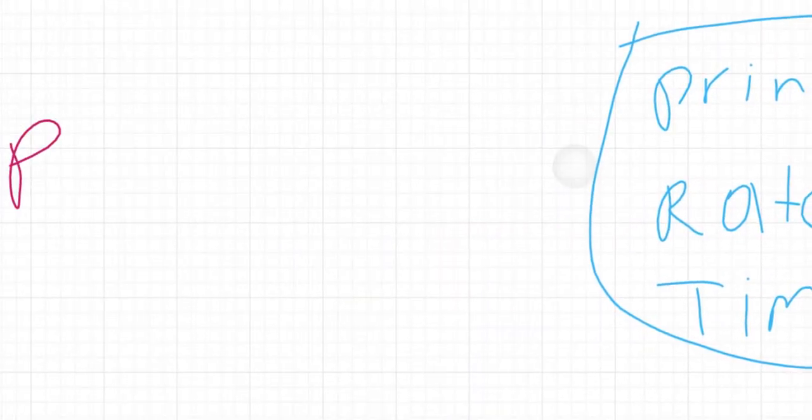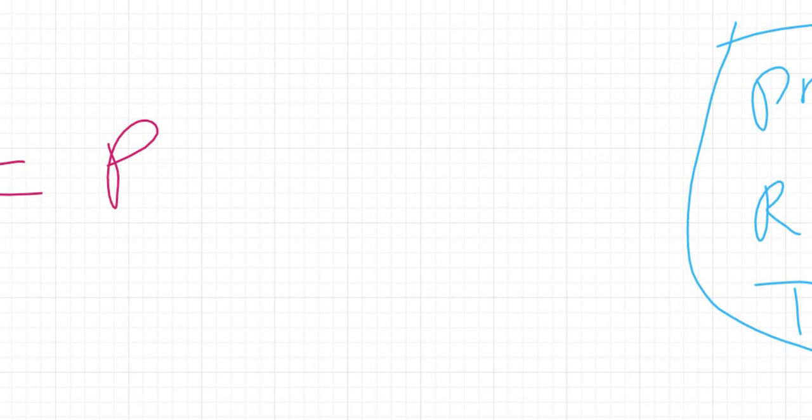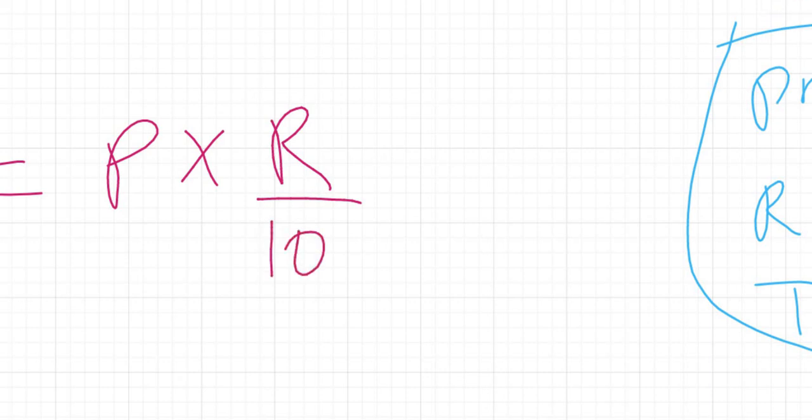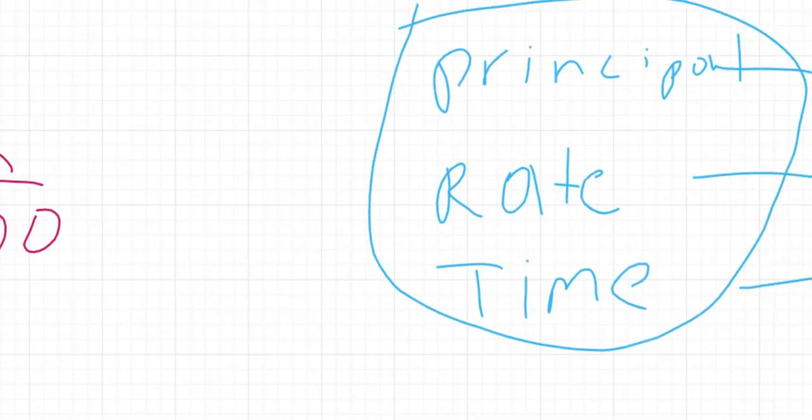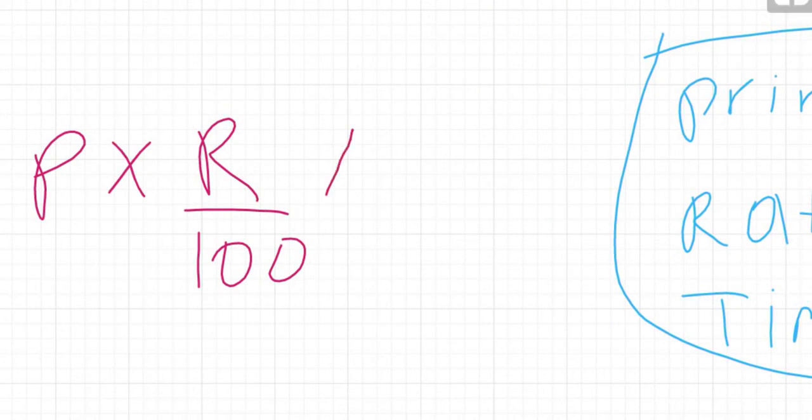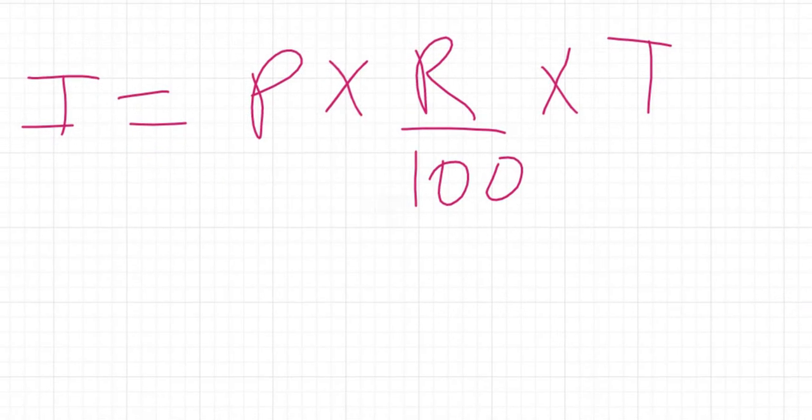So the interest is equal to P, which stands for principal, times R, which stands for rate, because we had R for rate, times T, which stands for time. So this is the formula to find the interest. We could use this to calculate what we just calculated by hand.